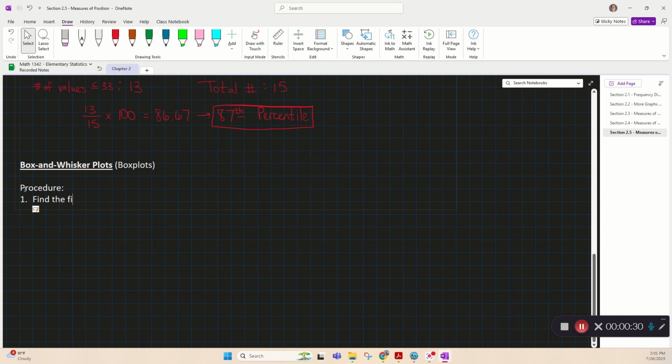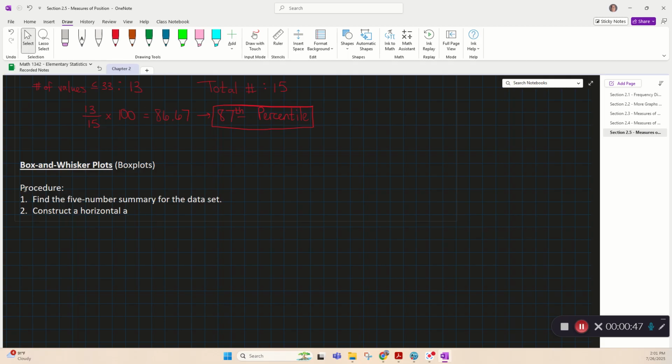So, procedure. First, we find the 5-number summary for the data set. Then we construct a horizontal axis that spans the range of the data. Third step is to plot the 5-number summary above the axis.